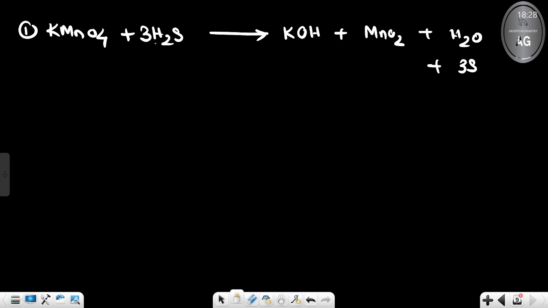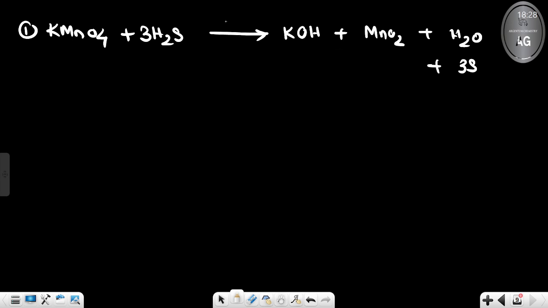How many hydrogens are available here? Hydrogen I have to calculate over here. How many oxygens are on this side? 2 plus 2, 4. But hydrogen is not balanced yet. There are 6 hydrogen on this side and on this side you can see 2 and 3 hydrogen.